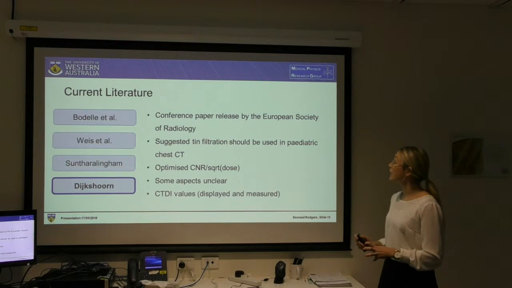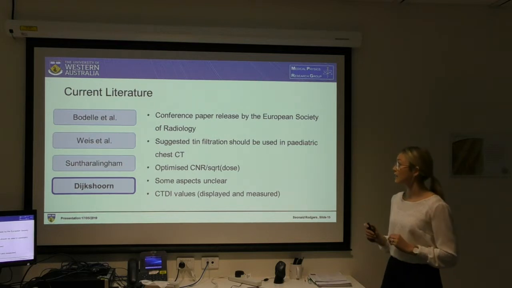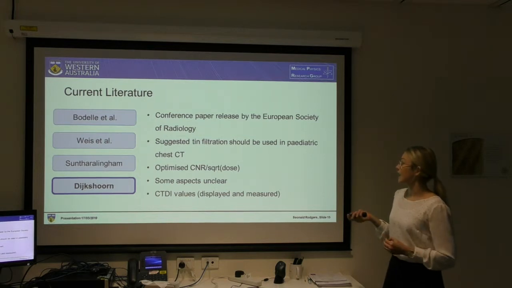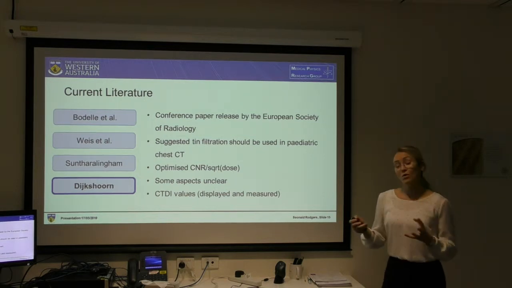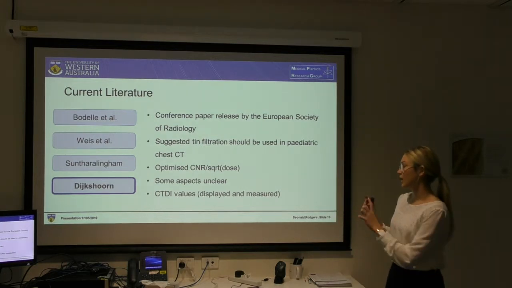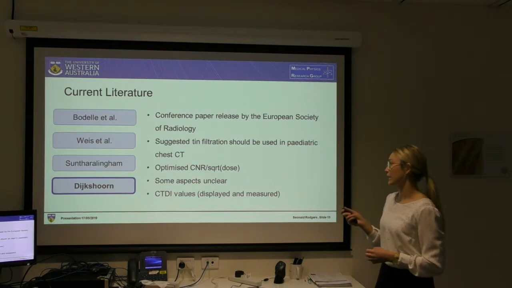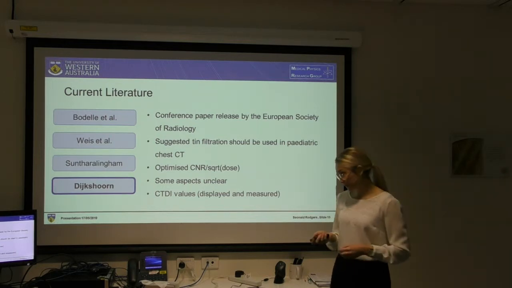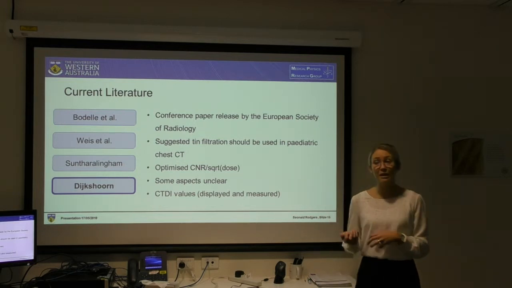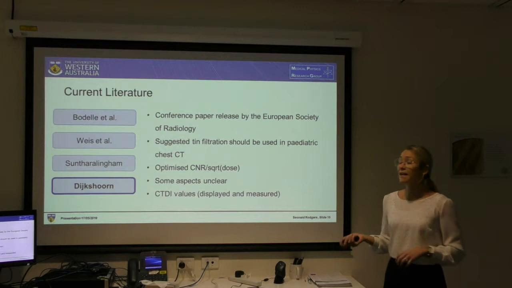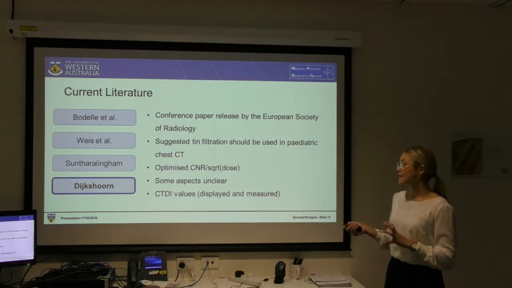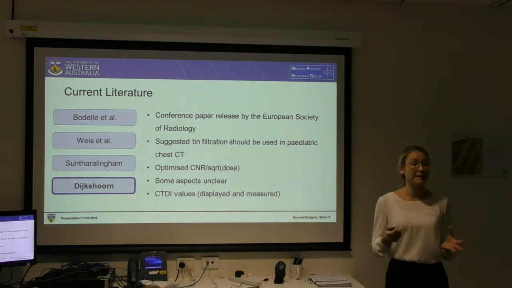Finally, a conference paper that was released by the European Society of Radiology, another phantom study, suggested that tin filtration should be used on paediatric chest CT. This study optimised a figure of merit, a contrast to noise ratio divided by the square root of the dose. Although some aspects of this paper were unclear, and I feel that this study did have some limitations, it importantly highlighted the discrepancy between the measured CTDI values and the displayed CTDI values.